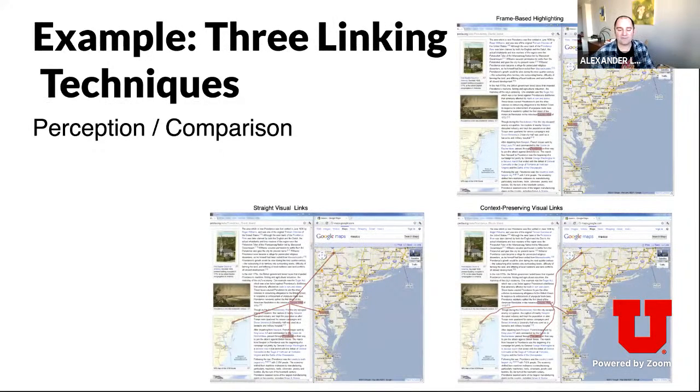So here is, like I showed this before, an example of a comparative study where we looked at perception and task, right? We evaluated these 3 different techniques: straight visual links, just highlighting with frames, and context preserving links. Were people just as fast, just as correct, and what were their preferences?